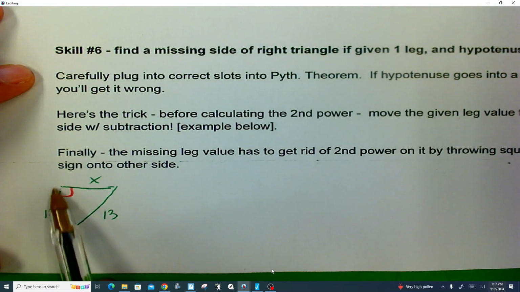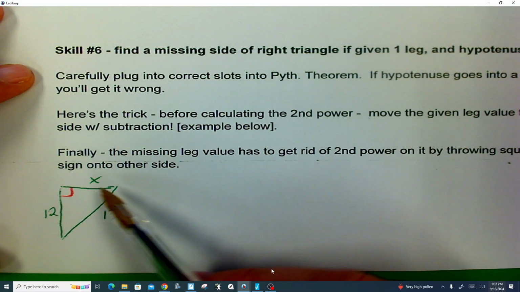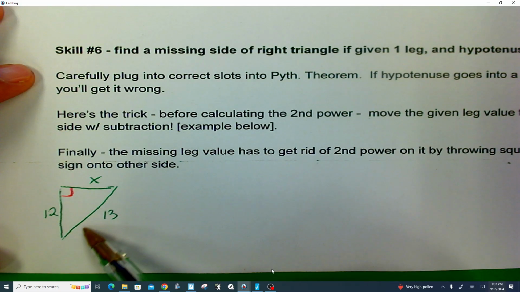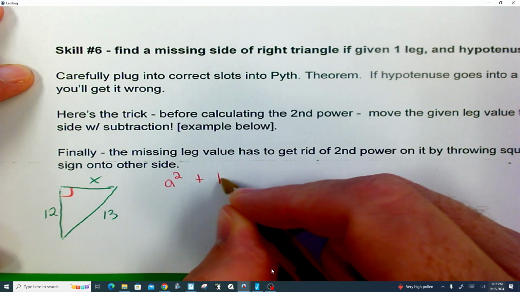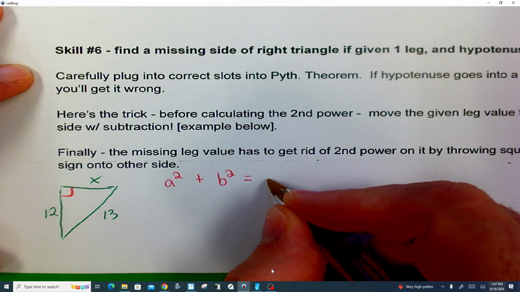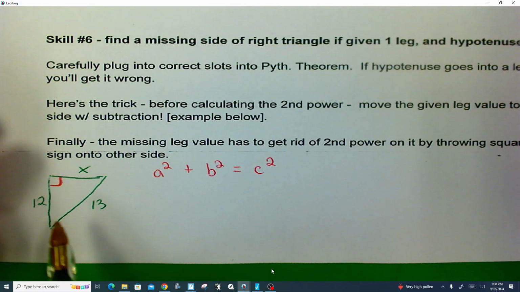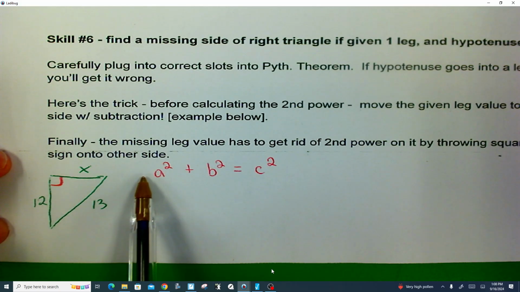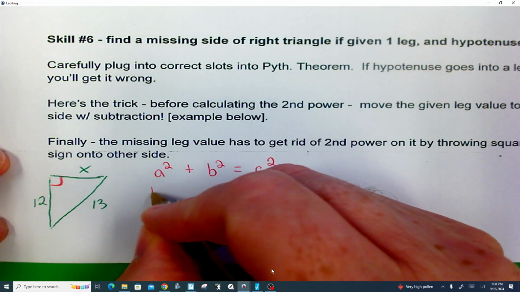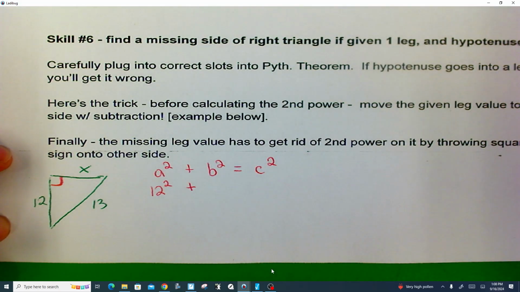So that means that 12 is a leg and x is a leg, right? And 13 would be a what? Hypotenuse. So let's go ahead and write in our Pythagorean theorem formula. A squared plus b squared equals c squared. Now, I always like to take the one leg that they give us and just make that one an a. So let's just put this one in as 12 to the second power plus b squared.